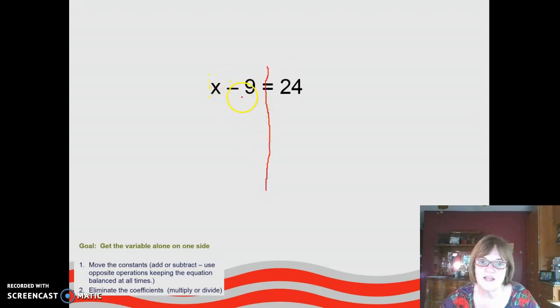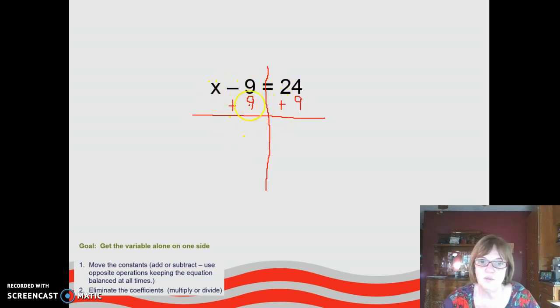Now, what's happening to my x? 9 is subtracting from it. So, the opposite of subtraction is addition. Add 9. And remember, it's always got to be to both sides. I like to draw my equals. If you don't like these lines, you don't have to do them, but I like it. Keeps me straight. It keeps me organized. Just like to do that.